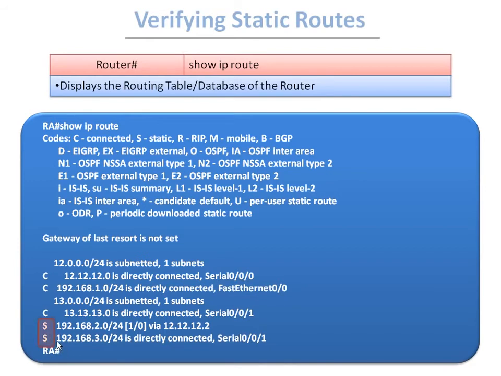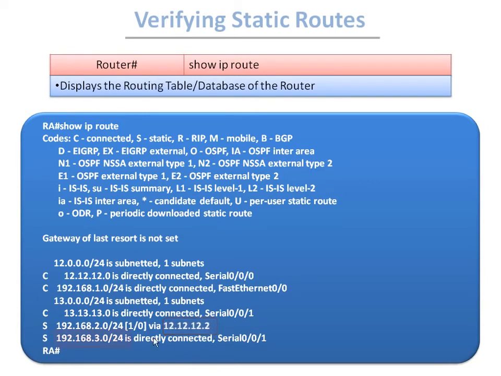The S stands for static routes, meaning that those destinations in the routing table are provided to you by a static route, meaning you typed it manually. So let's see how you can read it. The destination network 192.168.2.0/24 has an administrative distance of 1. That means that the static route that is providing me a path to this network has an administrative distance of 1 and is reachable via 12.12.12.2. So in other words, if I ever want to reach the network 192.168.2.0, I have to send my packets through 12.12.12.2.